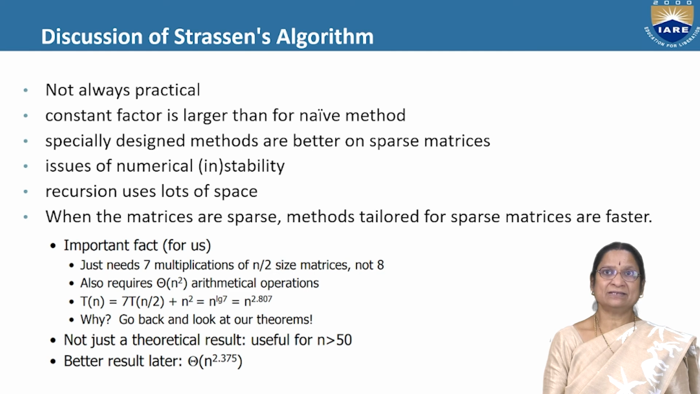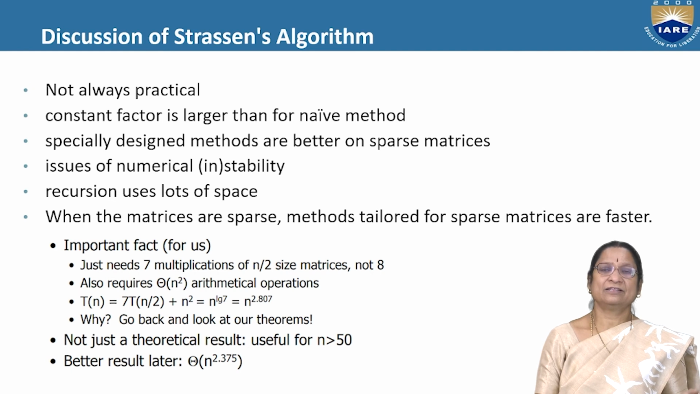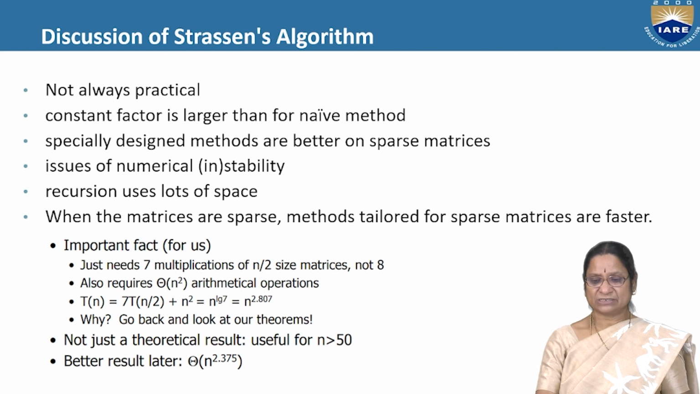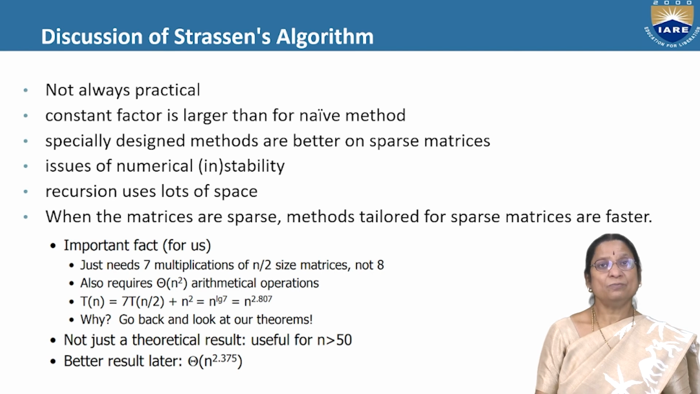So specially designed methods are better on sparse matrices. For example, if the matrices are sparse, instead of calculating the multiplication by using Strassen's with some complex procedures, other methods of multiplying sparse matrices are better. Whenever the matrices are sparse, methods tailored for sparse matrices are faster than even Strassen's. In most of our scientific applications, sometimes we may be having sparse matrices also.